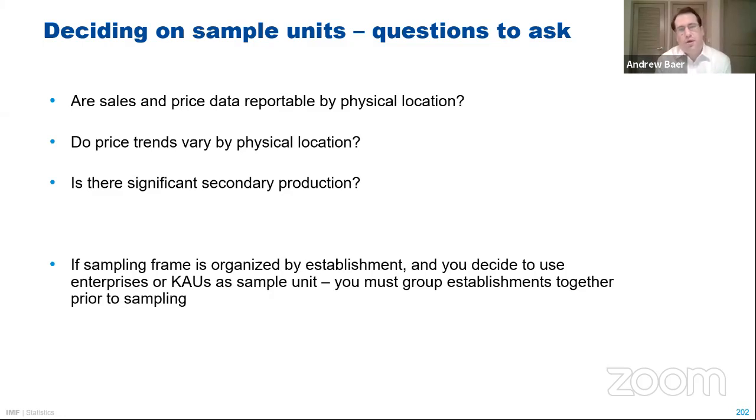As you expand your services coverage, one of the key questions you're going to ask for each new activity is what makes sense as my sample unit? Should I be sampling this at the establishment level? Or should I be looking at either the enterprise level or the kind of activity unit level? So the questions here are: sales and price data reportable by physical location? If yes, that makes establishment collection possible.